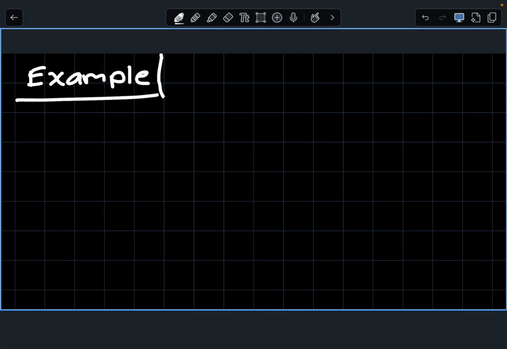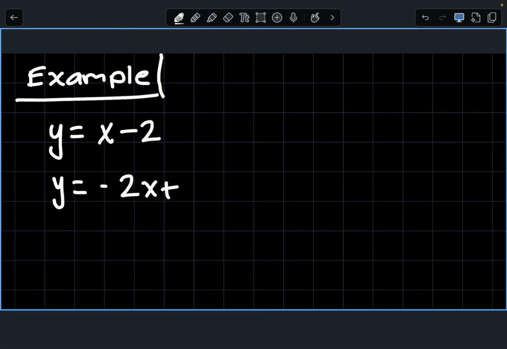So I want you guys to do the following example, okay? So we have an example here. And let's say that we want to solve the following system of equations. We have y equals x minus 2, and we have y equals negative 2x plus 7.